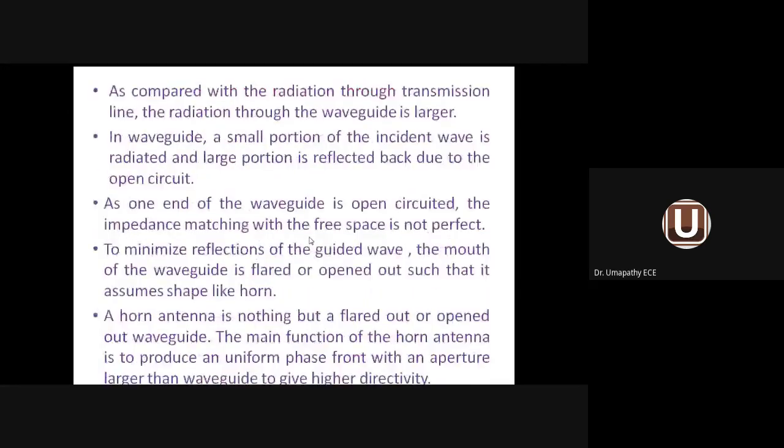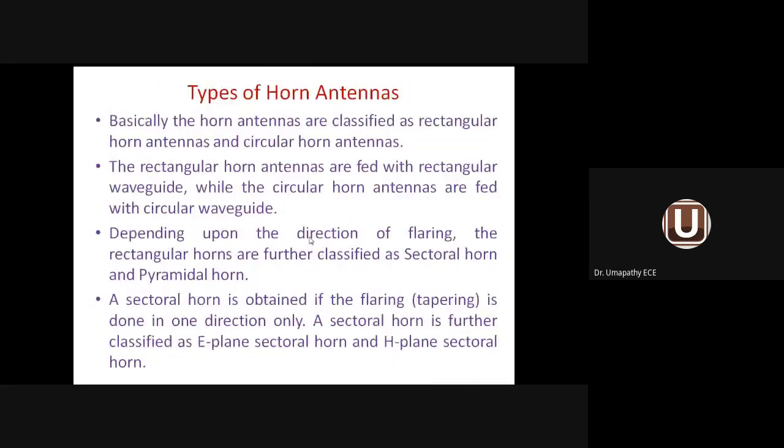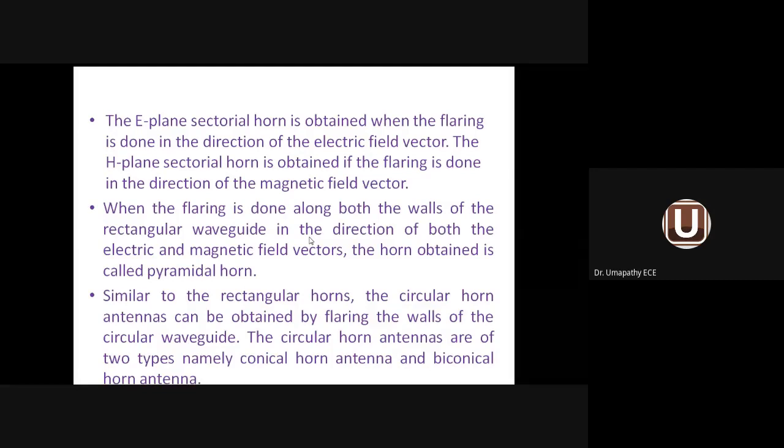So under this topic, we have seen the introduction to the horn antenna and the types of horn antenna, that is rectangular, circular, then sectoral horn and pyramidal horn. Under the sectoral horn, there are the E-plane and H-plane horn antennas. We are differentiating the E-plane horn antenna and the H-plane horn antenna.